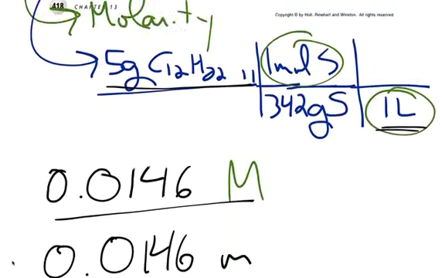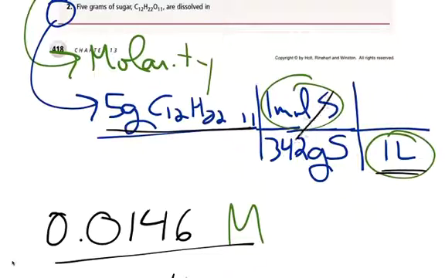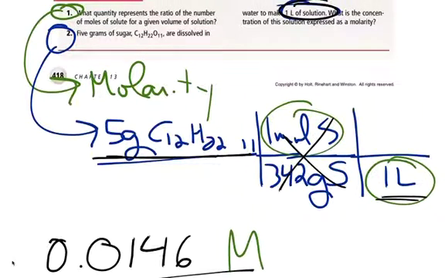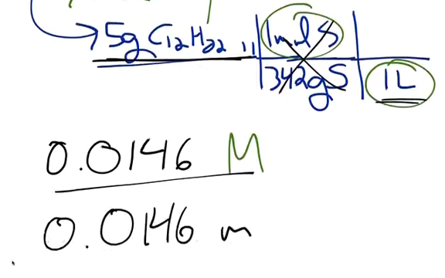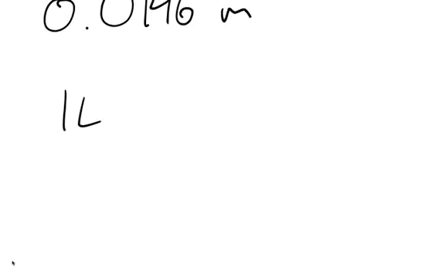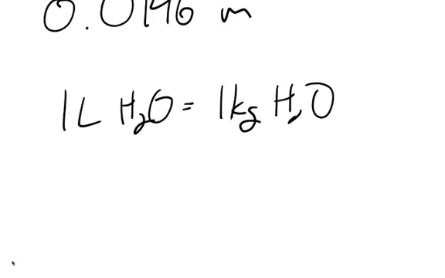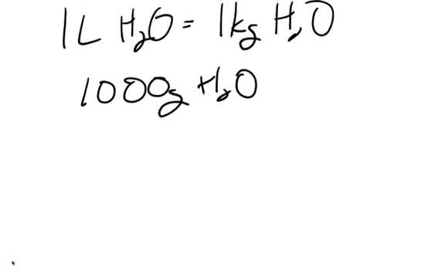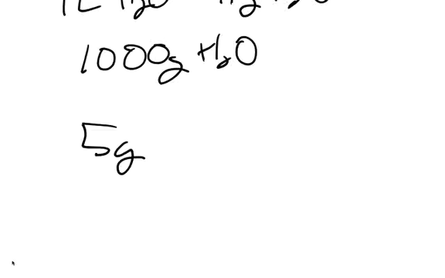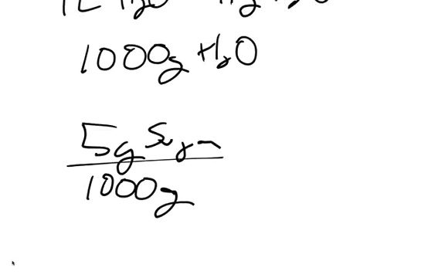How about percent by mass? Well, percent by mass, we don't even need the molar mass. We just need the mass over the total mass. Well, again, we said it's 1 liter, but 1 liter of water has a mass of approximately 1 kilogram, like we did with our molality. 1 kilogram is 1,000 grams of water. So if we want a percent by mass, we'd say 5 grams of sugar divided by the solution mass. Again, I'm saying 1,000 grams of water, but it's really 1,000 grams of the solution, times 100.